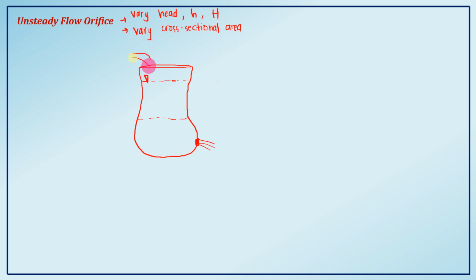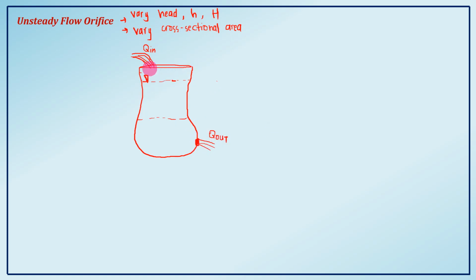Kapag meron din tayong in-apply na Q in, or may pumapasok sa atin na flow, Q in. Ito naman yung Q out natin. So, pag may pumapasok sa atin na flow, depende yan kung malakas siya or mahina. Kapag malakas yung flow natin na pumapasok, pwedeng magkaroon tayo ng rise. So, pwedeng umangat siya at this level. Pero pag mababa yung Q in natin kaysa doon sa outflow dito sa orifice, pwede tayo magkaroon ng pagbaba inside our tank. So, nagbabago yung head natin due to time and this orifice.